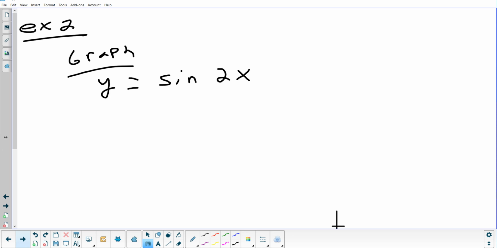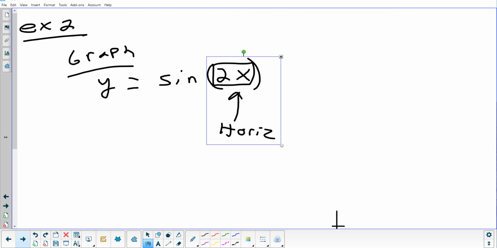Next to that. It's right next to the x. If you put parentheses, we could say that it's inside the parentheses. Anything inside this box is horizontal. What you do inside that box controls whether it's a shift or a stretch. Adding and subtracting would be a horizontal shift. Multiplying makes it a horizontal stretch. So anything inside the box is a horizontal. Anything outside the box is a vertical.